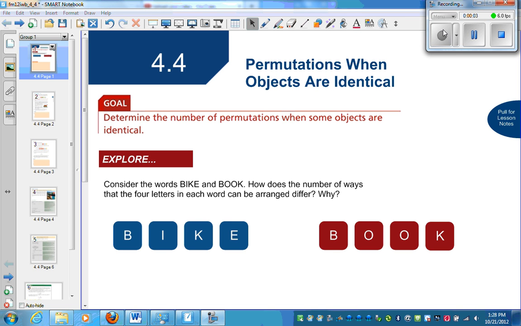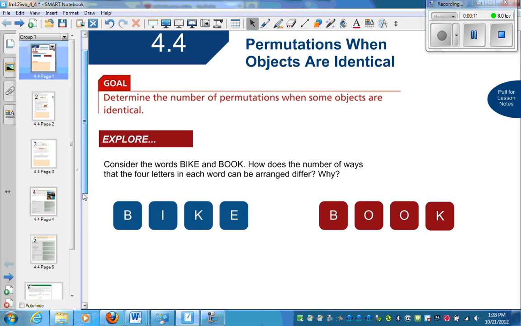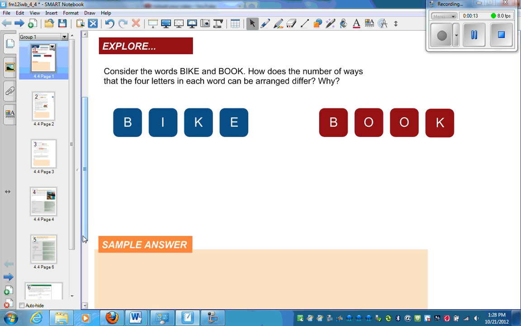Section 4.4, permutations when objects are identical. So consider the words bike and book. How does the number of ways that the 4 letters in each word can be arranged differ, and why? So we know that this one would be 4 factorial because you have 4 choices for the first spot, 3 for the next, 2 and 1.